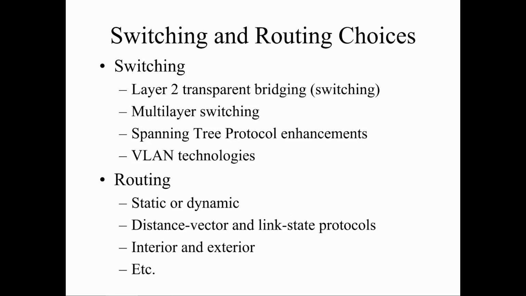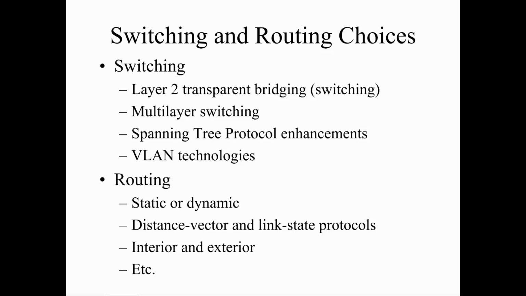So switching and routing choices. For switching, at least if we're looking at layer 2 switching, it's transparent bridge switching. We have multi-layer switches, layers 2 and layer 3. We have some techniques that we could put in place, things such as STP or spanning tree protocol, or the variations of spanning tree protocol, as well as some VLAN type technology. What's really funny is, I guess you can call those choices, but those are just basic features that are in an enterprise class switch.